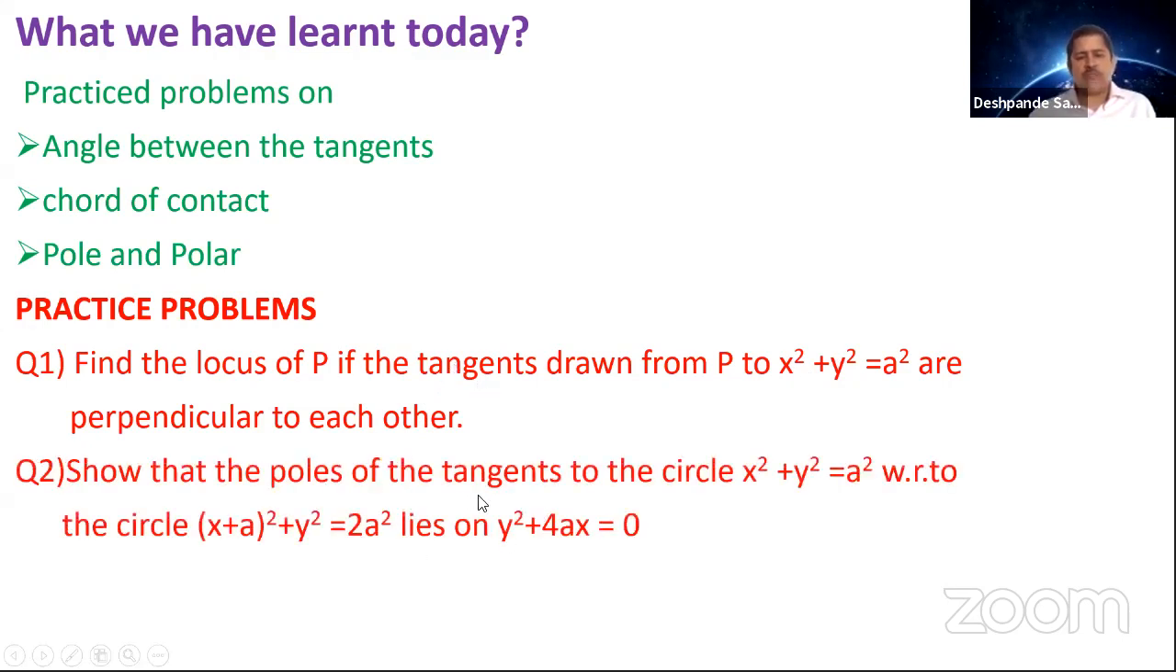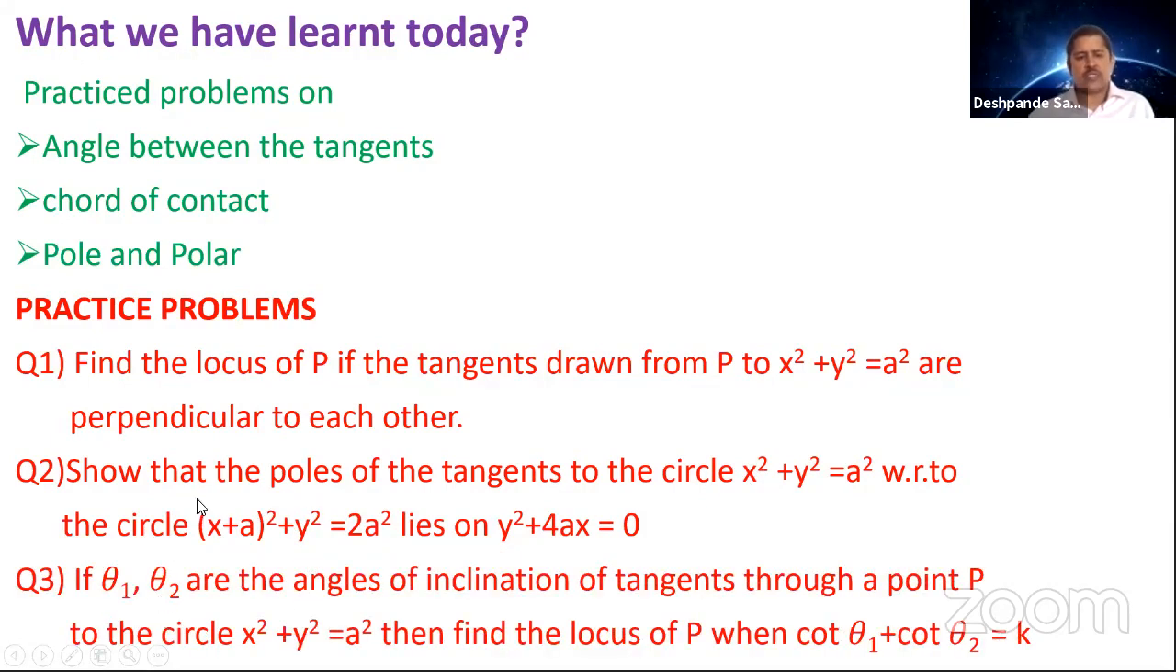Show that the poles of the tangents to the circles with respect to the circles lie on a line. So you are going to find the poles of the tangents of the circle, and they lie on this line. So just try to find this. Then the third one, this one. These two questions are solved questions in the textbook. If you have a doubt, you can refer to the textbook and try to understand it.